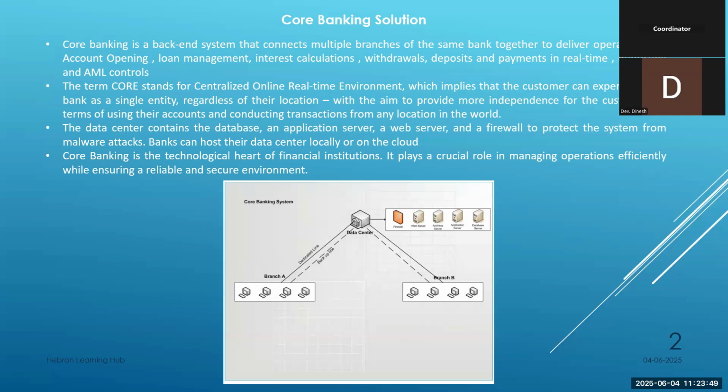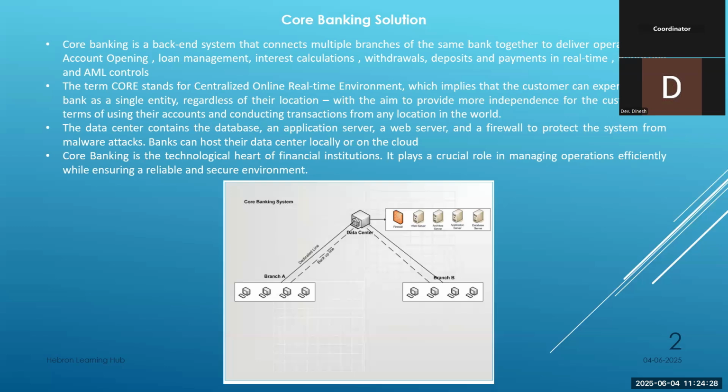The entire mobile banking is an app which is connected to the core banking system. So the core banking system has completely revolutionized the entire banking industry. A data center contains the database, application server, web server, and firewall. These are the physical components of a data center. The web server connects to the internet. The firewall is for security protection, to prevent any hacking.